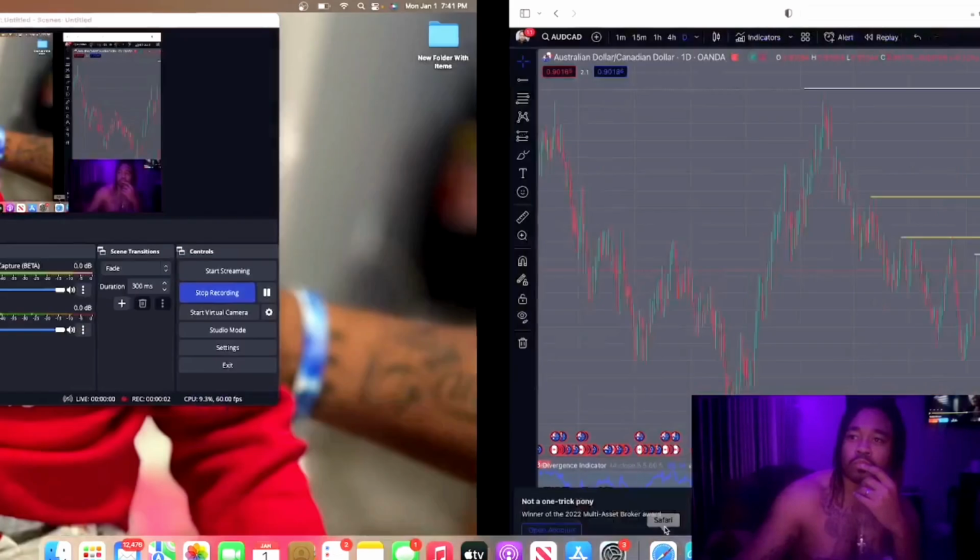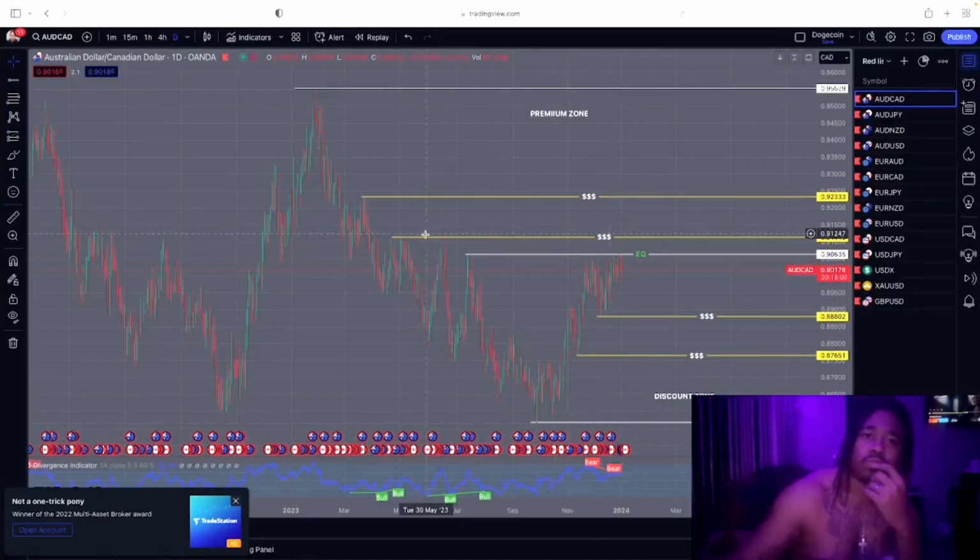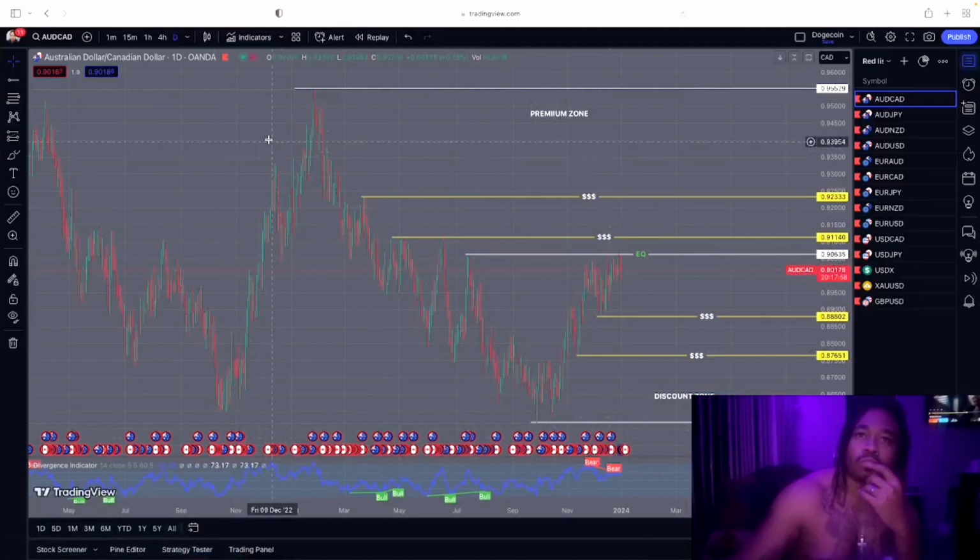My people was good. This was Monday, first day of the year. We was looking at AUDCAD on the day chart. We on the daily looking at it. So I marked my range. So we working within this range.